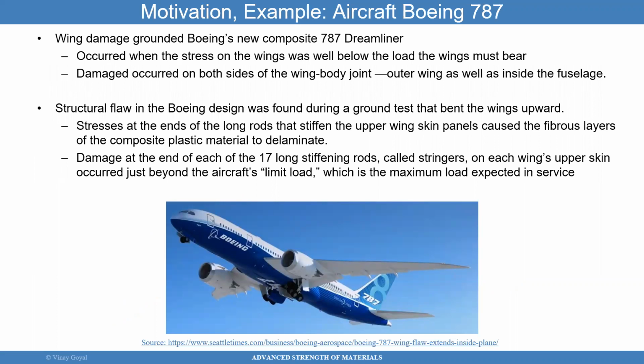So when we look at the source here, Seattle Times, there's damage that had occurred to a Boeing design, okay? And this design had a failure that occurred during ground testing. And the damage occurred at stress levels that are well below what was expected. The damage occurred on both sides of the wing body joint, so this joint right here, and the outer wing as well as the inside of the fuselage. The structural flaw in the design was significant. It set back the program a couple of years.